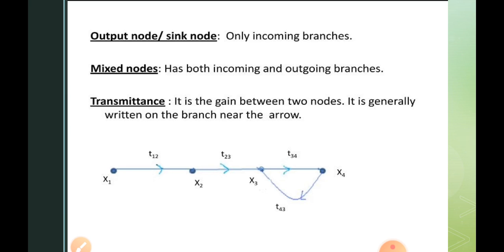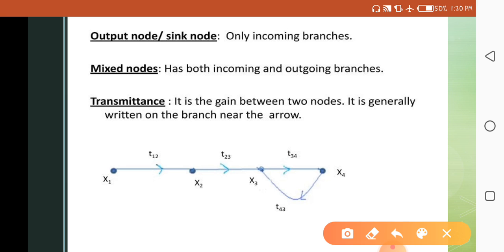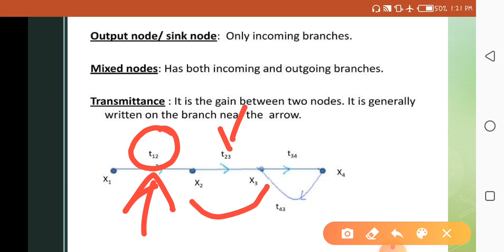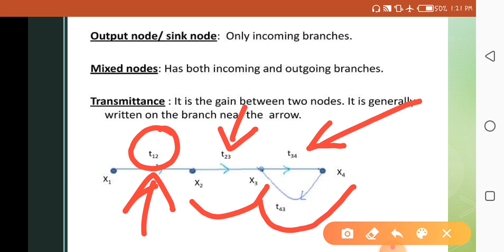Now the question is, what is transmittance? The gain between two nodes is known as transmittance. Transmittance is represented by T. Here, between the nodes x1 and x2 it is represented as T12, between the nodes x2 and x3 it is represented as T23, and between the nodes x3 and x4 it is represented by T34. So these are the transmittances, the gains represented between the nodes.